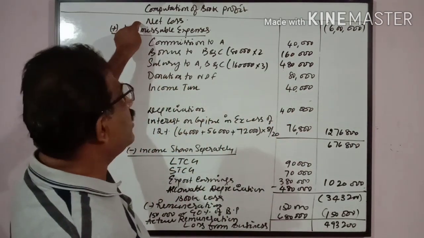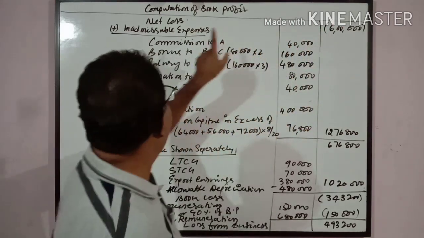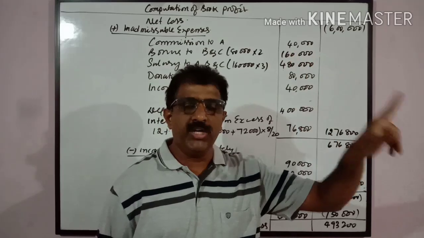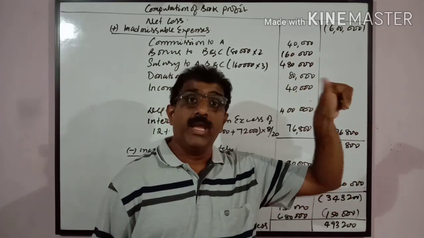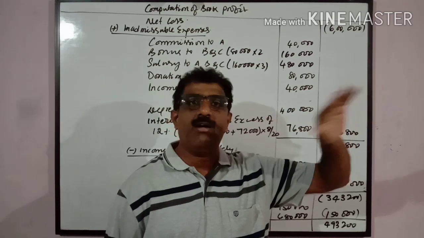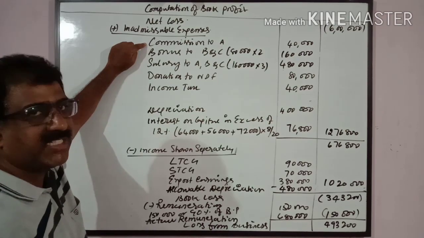There is a net loss. Net loss of 6 lakhs is given. Add inadmissible expenses, provisions, reserves, donations, charities, and any payment made to partners in the form of salary, bonus, commission, etc. All these are inadmissible. So first, commission to A is given.